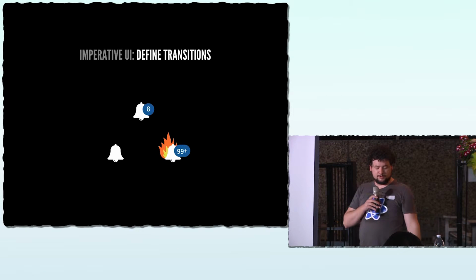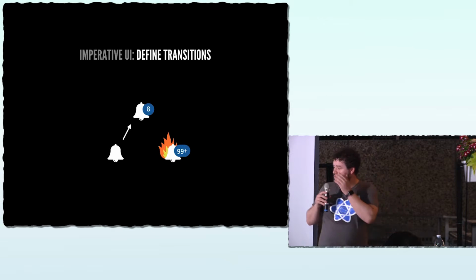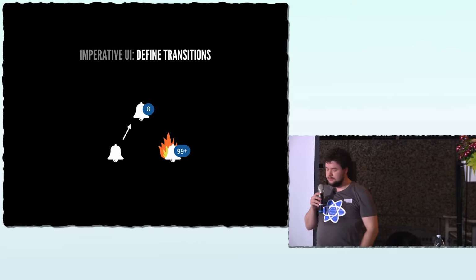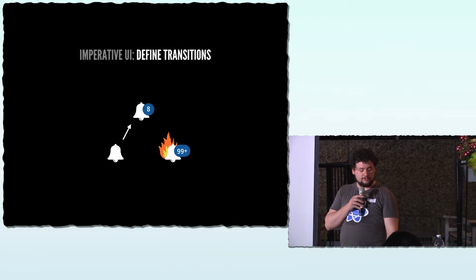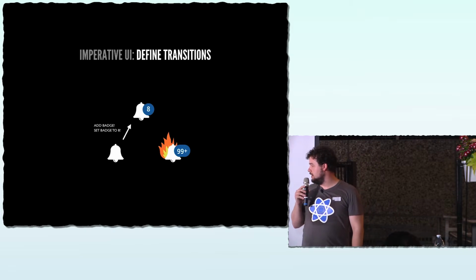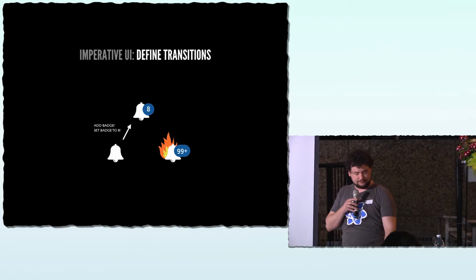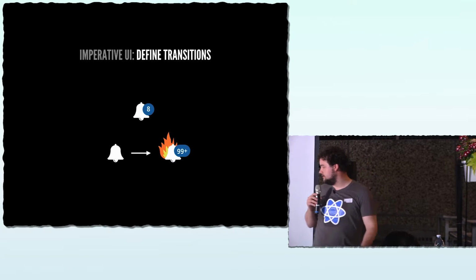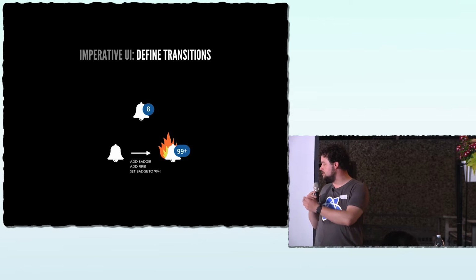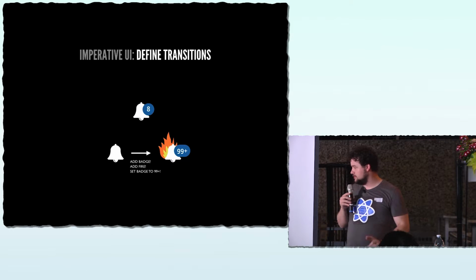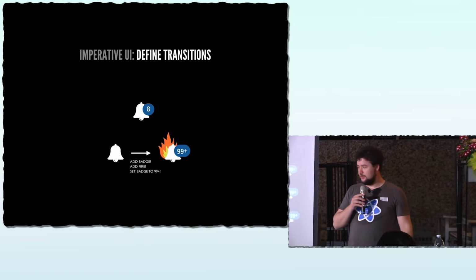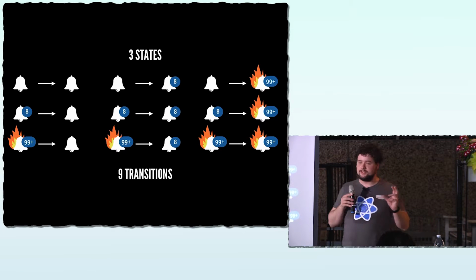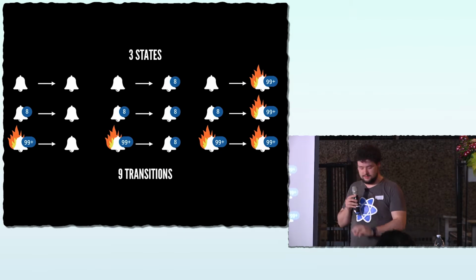So if you were to define this using transitions, you'd have to write code to update from the normal state to the state with 8 notifications. And then we need to add the badge image, we need to set the badge value. In the other case, you need to add the badge icon, add the fire image, set the badge value, and you have to make sure you do everything in the right order, and you clean up going from one state to another. Like in total, if we do this correctly, you need 9 transitions for these 3 states.